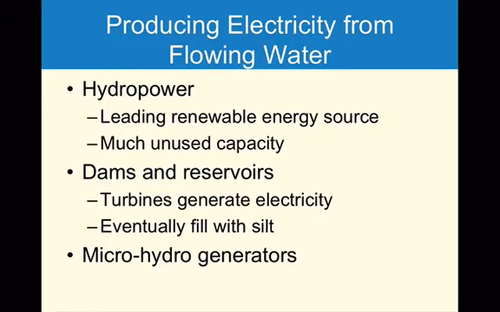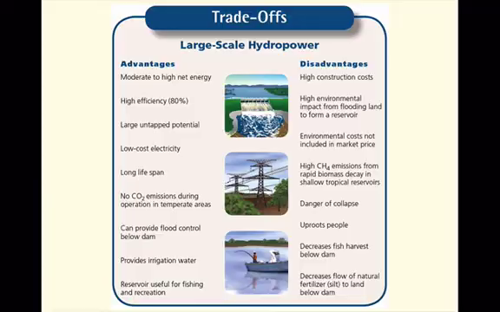So hydropower. We actually do a fair amount of hydropower in the Pacific Northwest region. It's the leading renewable energy source because as long as the rivers are flowing, you're going to have hydropower. That also depends on the quality and age of the dam that the river's running through. Essentially, the water runs through the turbines and generates electricity.